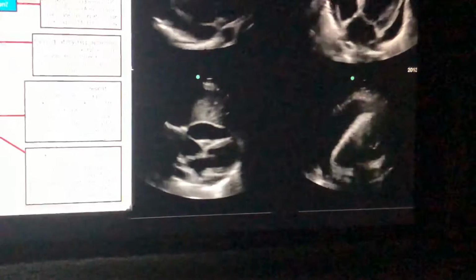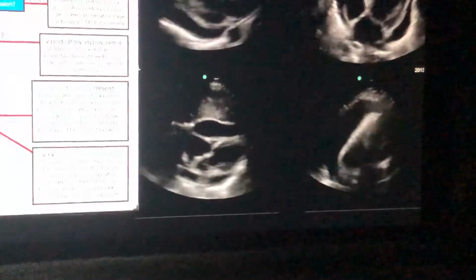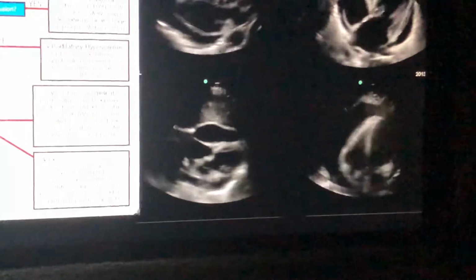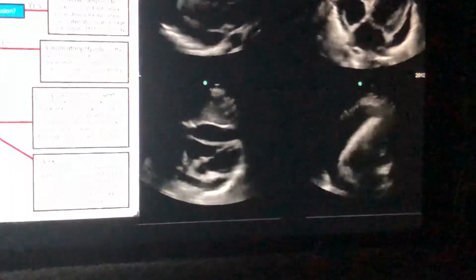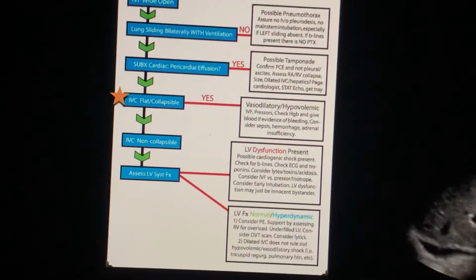So tamponade is a clinical diagnosis. The presence of pericardial effusion on ultrasound is one step to that, but it is really a clinical diagnosis. All right, moving south on this list, we've ruled out a couple things that are intervened on with a procedure.